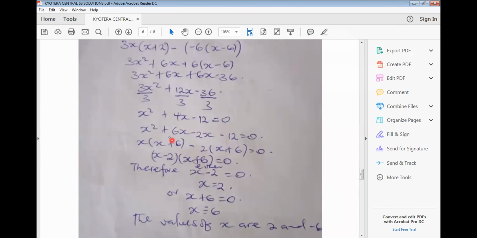We make pairs from this equation and we factorized that, and we got x outside of the brackets, that is x into brackets x plus 6 minus 2 into brackets x plus 6 equals 0. From that one, we got x minus 2, and this common multiples were brought into 1, that is x plus 6 equals 0. Therefore, x minus 2 equals 0, or x plus 6 equals 0. That is x equals 2, or x equals negative 6. Therefore, the values of x are 2 and negative 6.